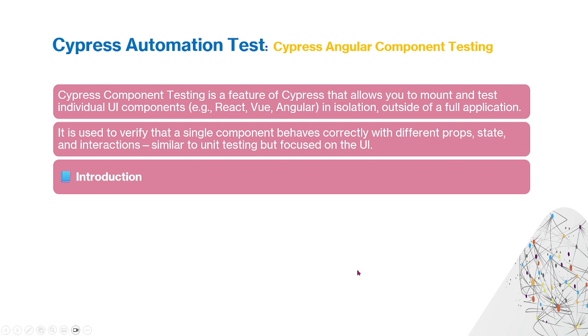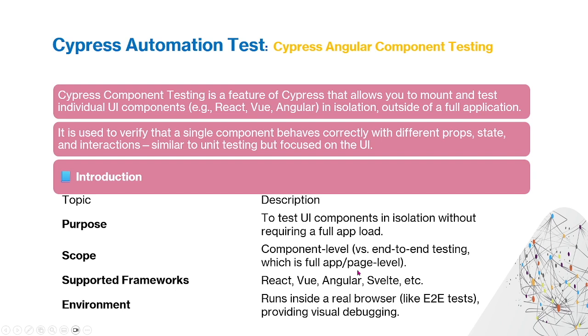Introduction. Purpose: to test UI components in isolation without requiring a full application load. Scope: component level, while E2E testing is page level. Supported frameworks: React, Vue, Angular, Svelte, etc. Environment: runs inside a real browser, like E2E testing, and provides visual debugging.